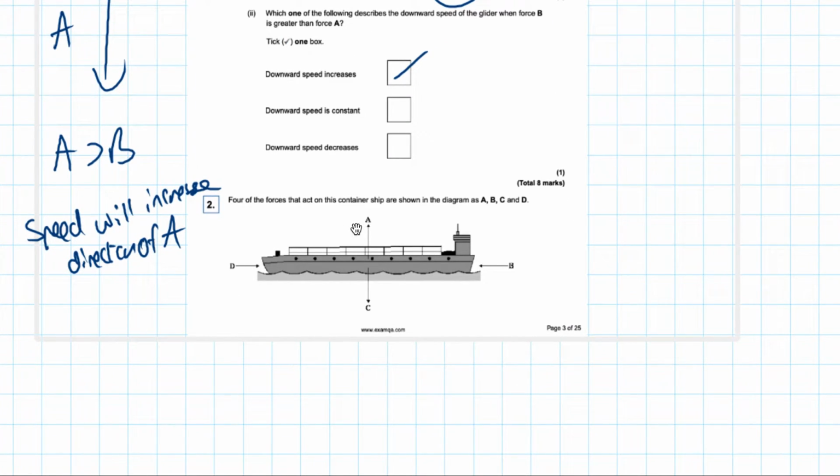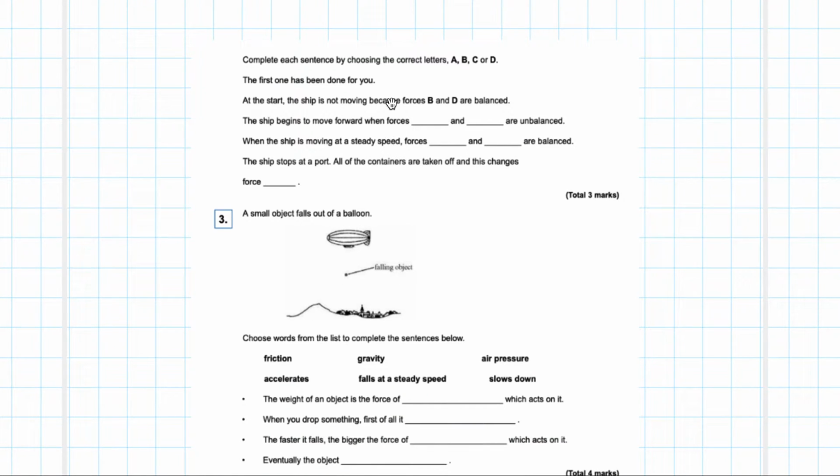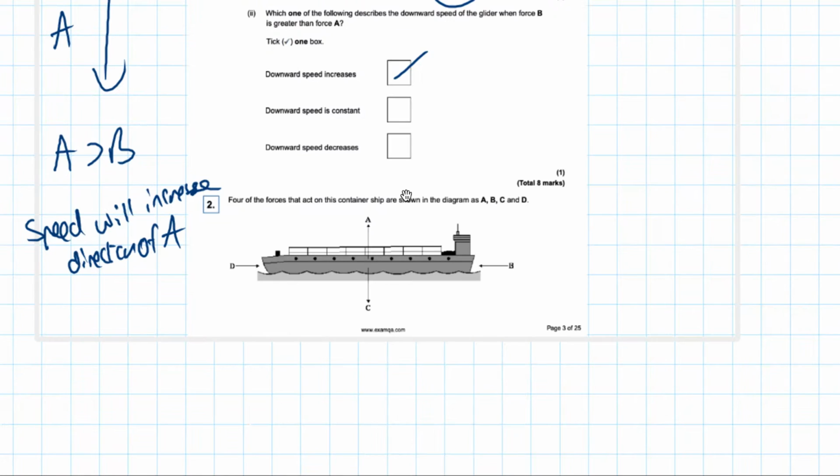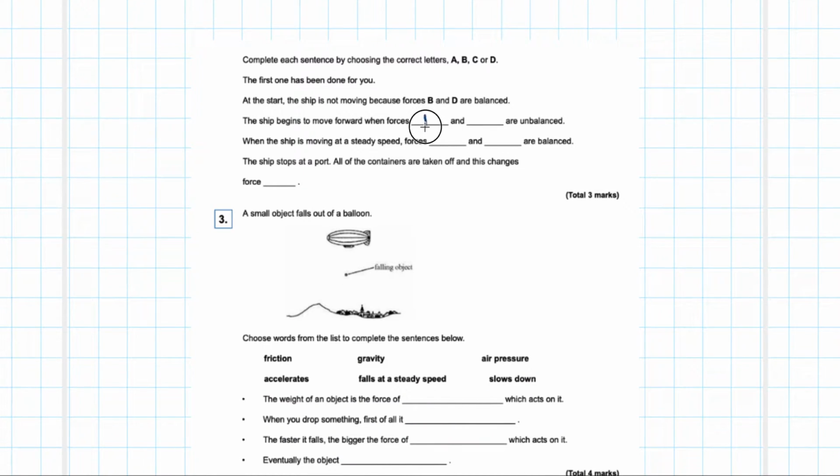Question 2. The forces that act on this container ship are shown as A going up, B going to the left, C going down, and D going to the right. At the start, the ship is not moving because B and D are balanced. The ship begins to move forward, so forward is going to be in this direction. The forces we're interested in are the horizontal forces because that's the direction we're going, and for it to move forward, B and D need to be unbalanced. So this one's B and D.